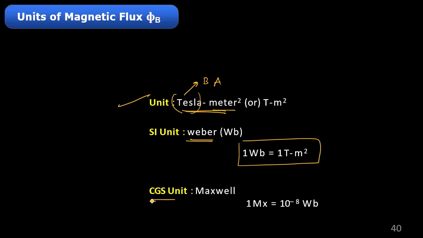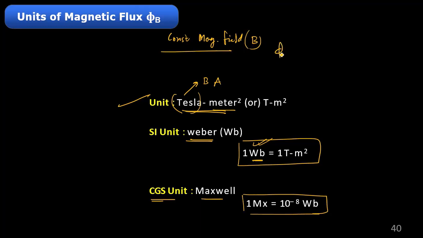There is another CGS unit, which is known as the Maxwell. 1 Maxwell equals 10 to the minus 8 Weber. The most popular unit for the measurement of flux is the Weber. For a constant magnetic field, meaning B is constant, I can define phi B as B A into cos theta. The unit is either Weber or Maxwell, both are available, but we mostly prefer the Weber as it is measured in the SI system.